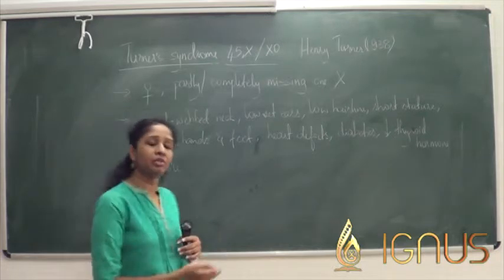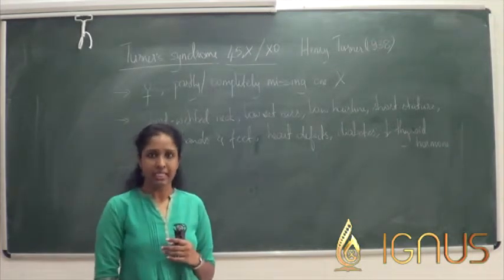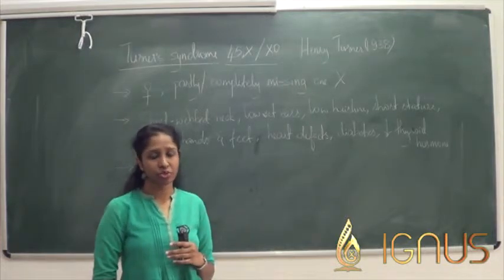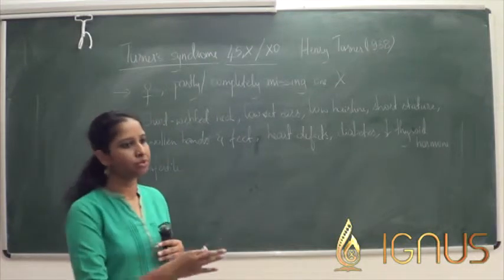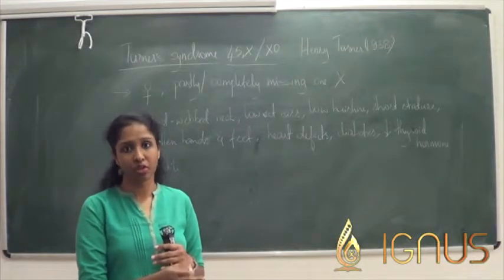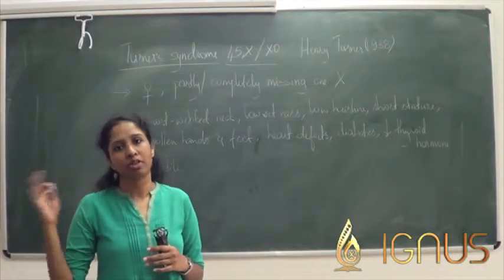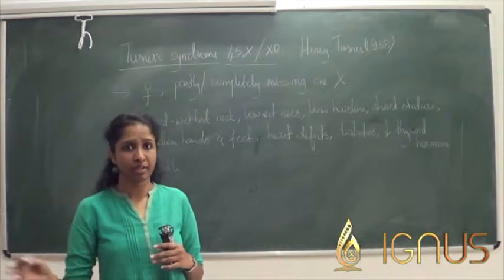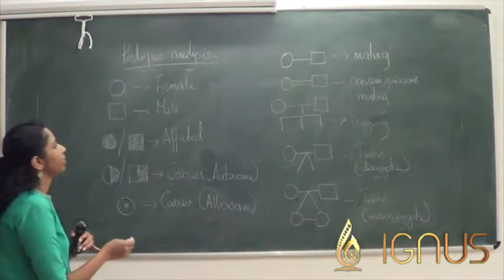Like Down syndrome or Klinefelter syndrome, Turner syndrome can also be detected by various methods, but the major one that is used is karyotyping, wherein you figure out how the chromosomes look under the microscope, and based on that you can pick out how many chromosomes there are for that individual in each cell.